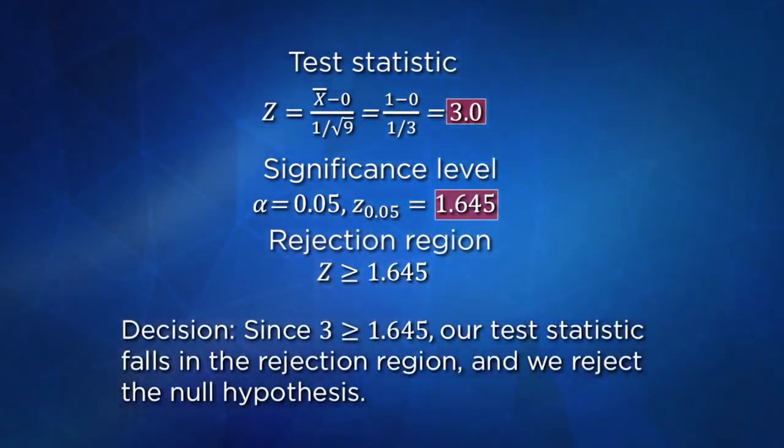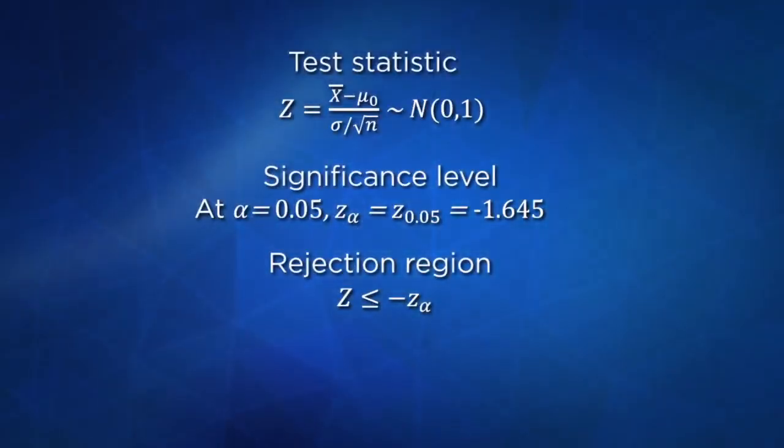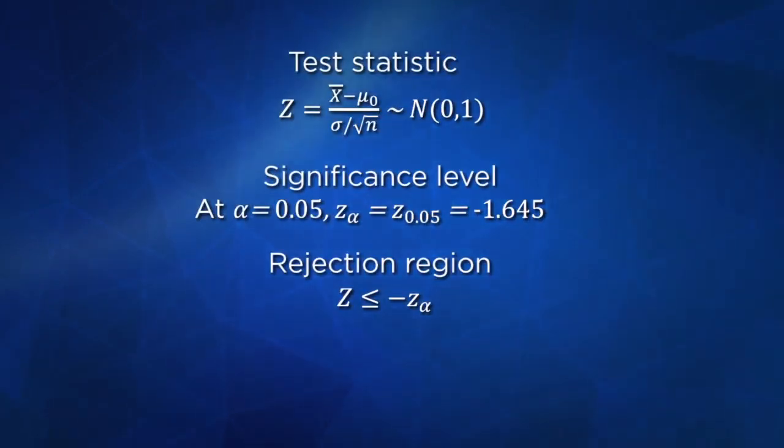null hypothesis. For a lower tail test, our test statistic z is the same under the null hypothesis, but what changes is the significance level.